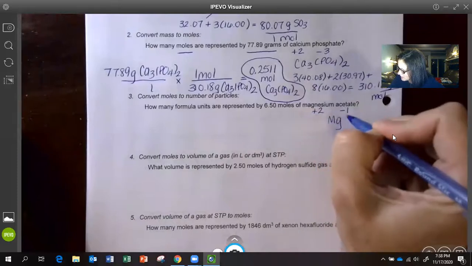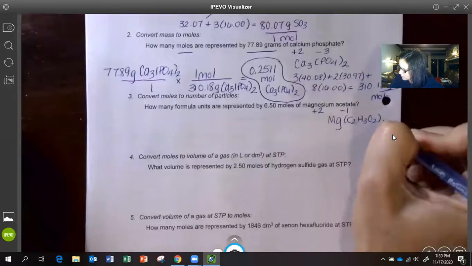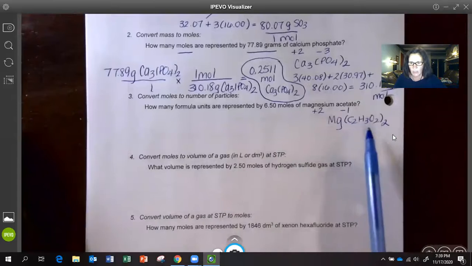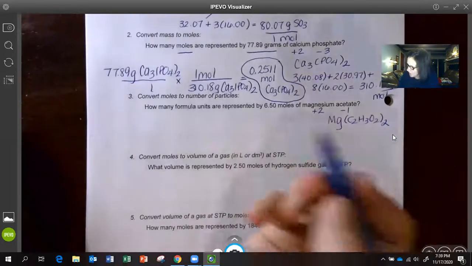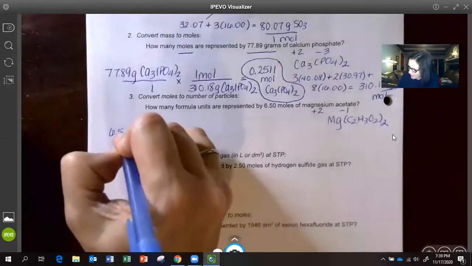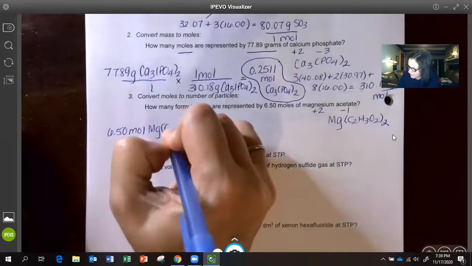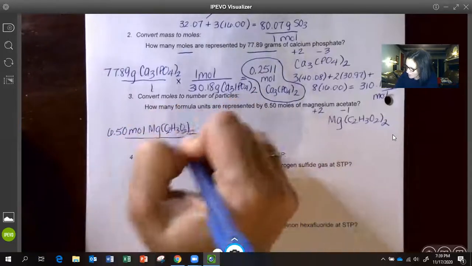So Mg(C2H3O2)2. Right? Remember, with a polyatomic ion, you keep all the subscripts as part of the ion. You put it in parentheses, and then you use another subscript to indicate how many of those ions are present in the compound. So we're starting with 6.50 moles of magnesium acetate. So this is good practice for writing formulas as well.